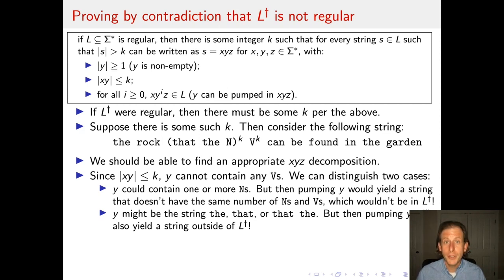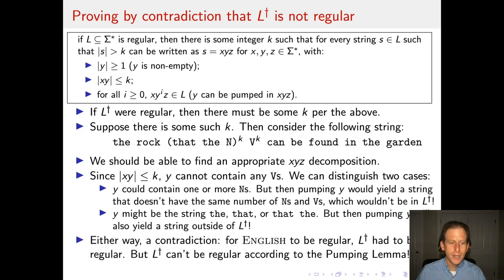in a row. And there's no multiple thes in a row that are possible in this language. Likewise with the word that, and with that the, same thing. There are no multiple that thes in a row. So y couldn't be pumpable if it has n's, y couldn't be pumpable if it doesn't have n's. Either way, we're going to wind up with a contradiction.